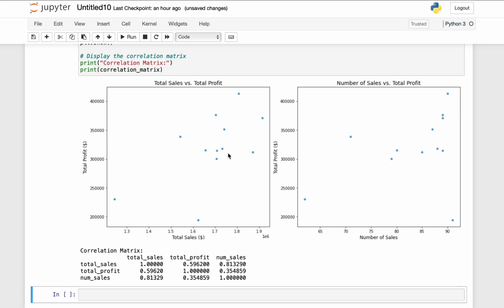So we are going to discuss what we are seeing here, and I'm going to try my best to explain this correlation matrix. The matrix quantifies the relationships between total sales, total profit, and number of sales. So first, total sales versus total profit, the correlation coefficient is 0.596, and I would interpret this as a moderate positive correlation.